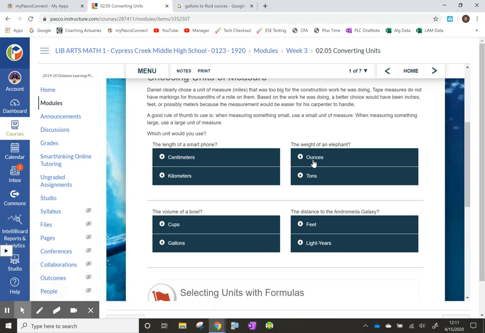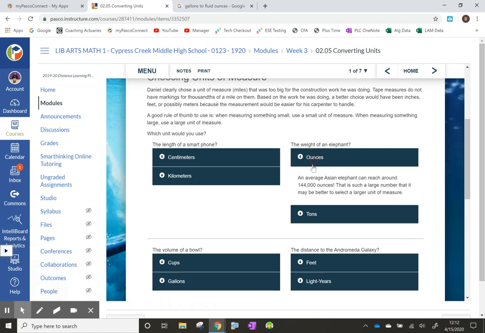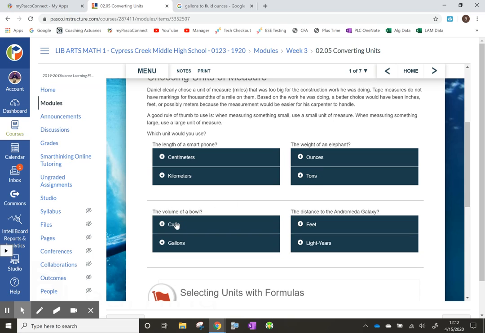What about the weight of an elephant? Would you want to use ounces? Probably not. An elephant's really, really heavy. So it's 144,000 ounces. But no one wants to describe an elephant's weight in that big of a number. So we would go with tons. An elephant is 4.5 tons. Sometimes you can go with pounds. Of course, there's nothing wrong with pounds. It's very typical when describing weight. But again, there are some measures that are maybe even a little bit better than that.